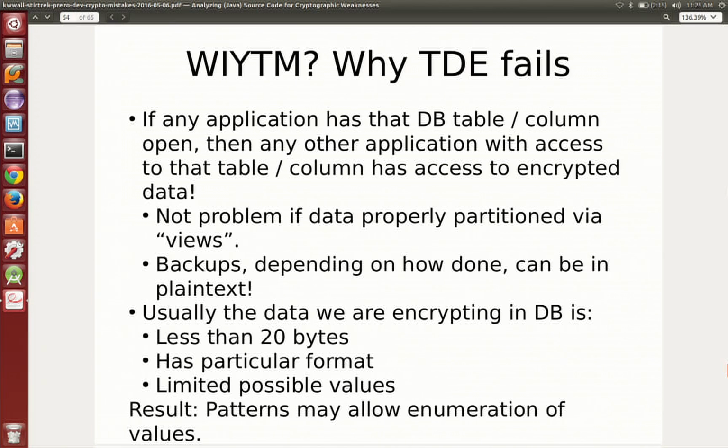Usually the data that we're encrypting in a database is less than 20 bytes and has a particular format and limited possible values. So when you're using the same initialization vector, even with CBC mode, I said it sort of fails to ECB mode. Well, then you have patterns that pop out, and an adversary that has access to the database, just by seeing the encrypted values, can enumerate those patterns.